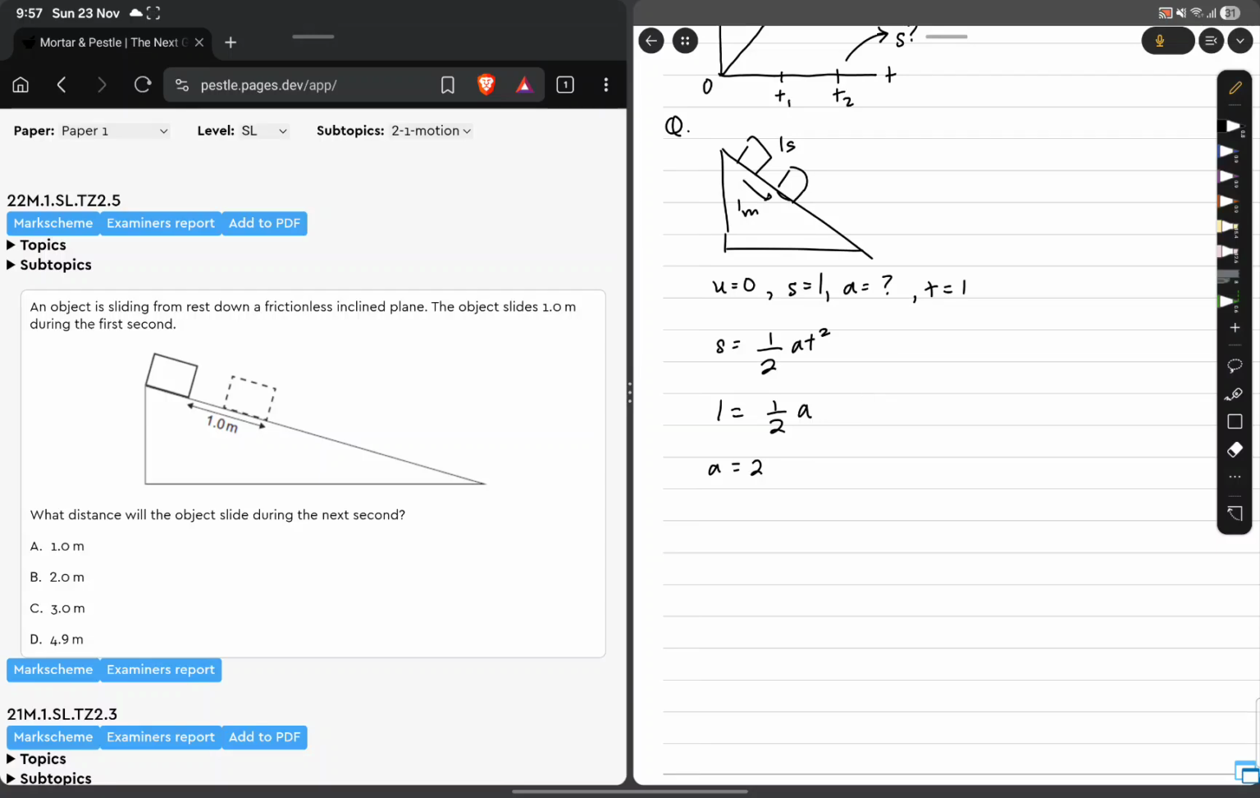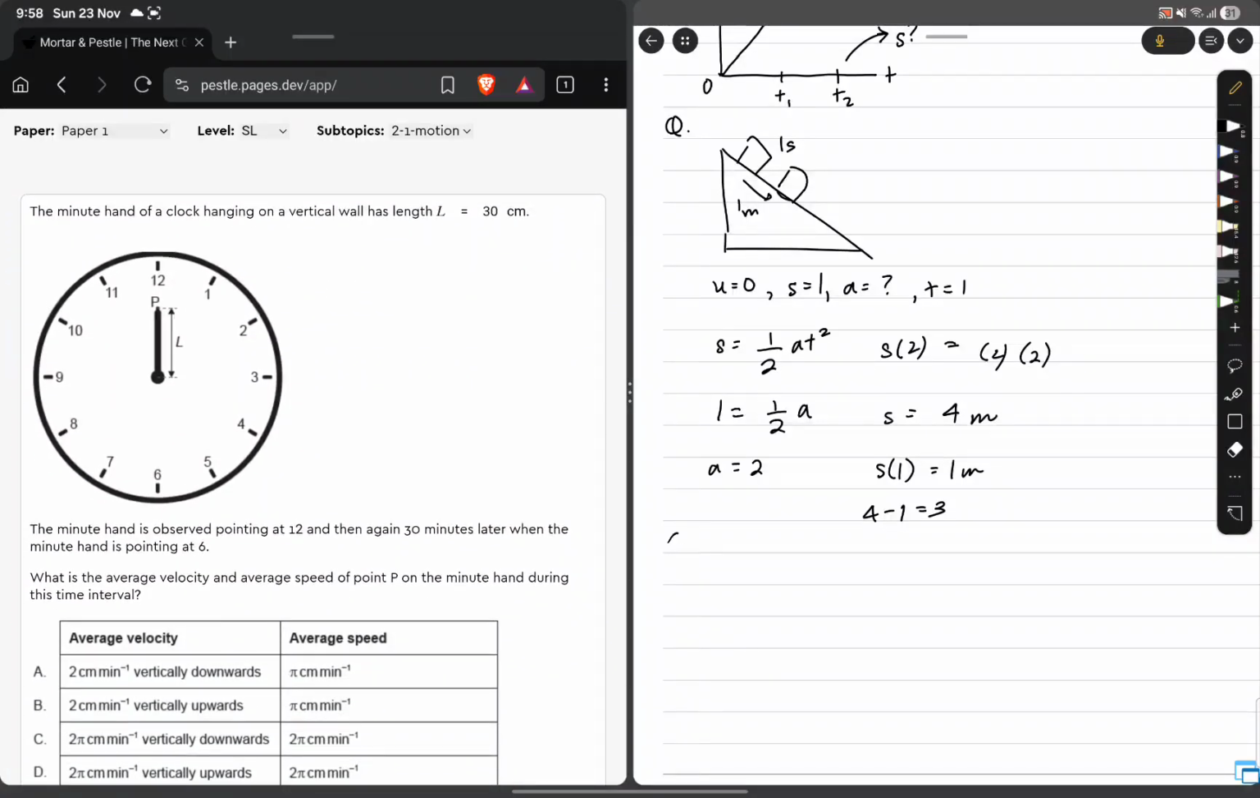We can continue to use the same equation over here, except for 2. So it's going to go as half times 2 times 4, which is 8, 4. That means s is going to be 4, because this cancels out to become 2, and then becomes 4 meters. And we already know that from the first second it covered 1 meter, so we subtract them. 4 minus 1 is 3. That's why the answer is C.